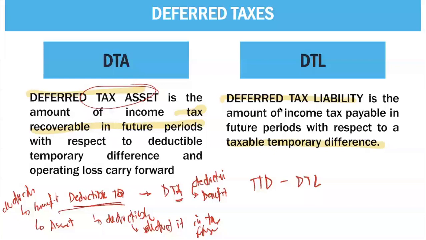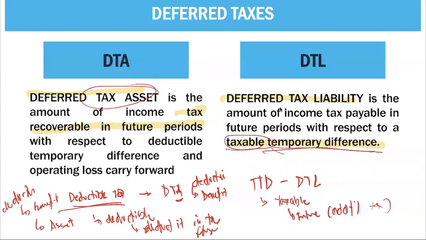Next, deferred tax liability. It arises during a taxable temporary difference. So take note, in your taxable temporary difference, what we currently have is a taxable item. Since you have a taxable item, it means that in the future you have additional tax. Since you will have an additional tax in the future, it means that you have an obligation. That obligation is called a deferred tax liability.